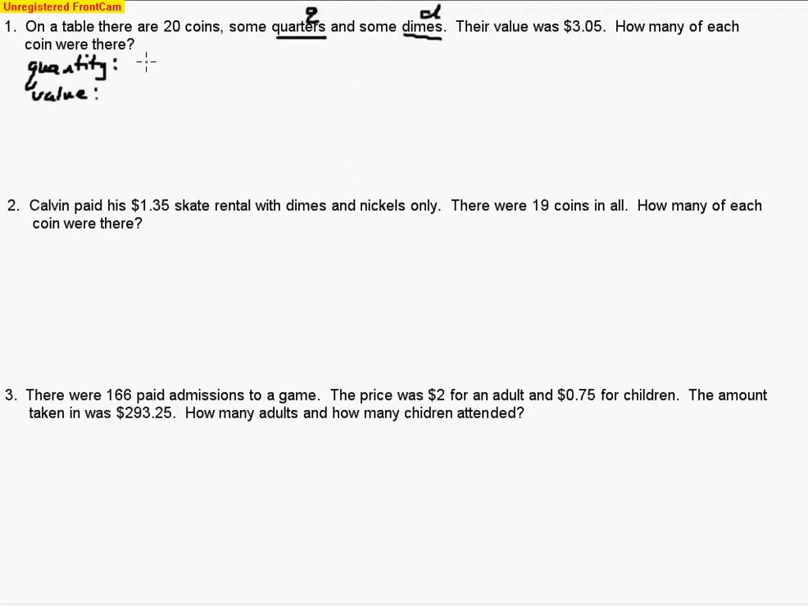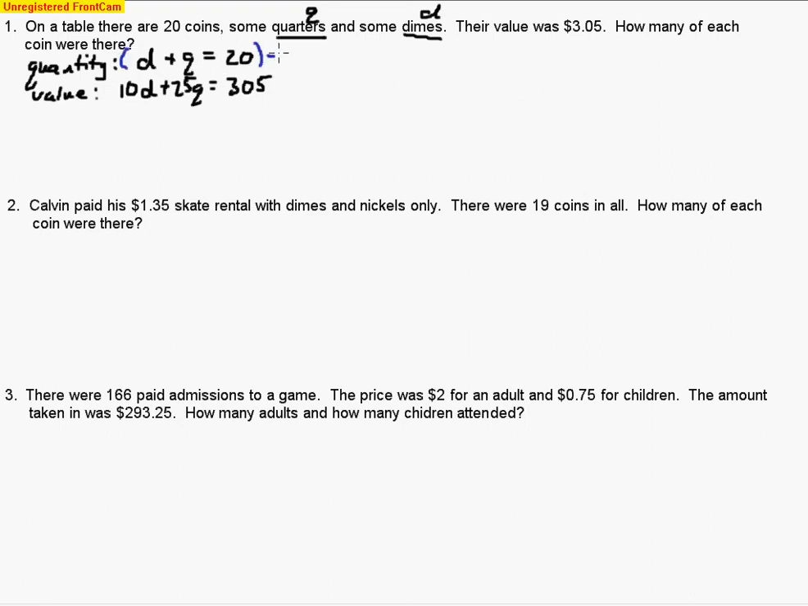And let's write our quantity equation. D plus Q equals 20. That's the quantity. The value is the value of the quarters. Well, what I'm going to do is use pennies so I don't have to deal with this decimal point. So I'm going to change the value from dollars. So instead of 0.1, a tenth of a dollar, I'm going to call it 10 cents. So 10 cents times the number of dimes plus 25 cents for the number of quarters equals not $3.05, but 305 cents.